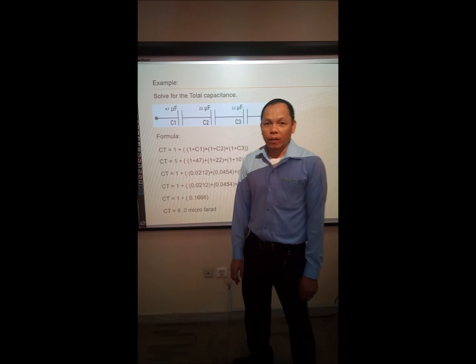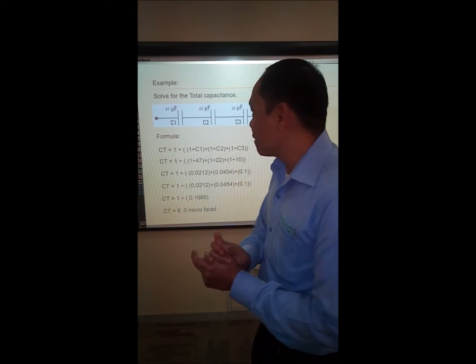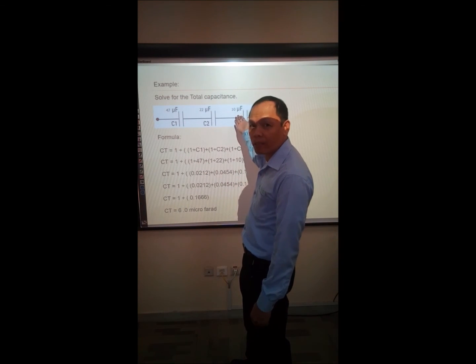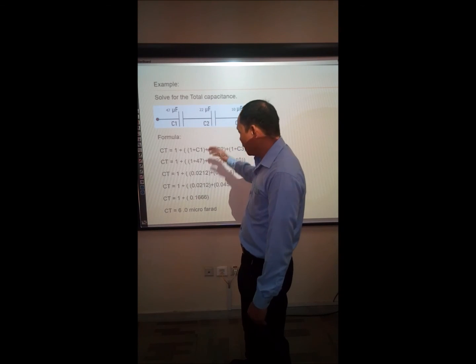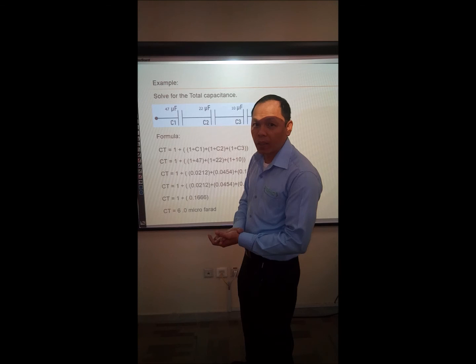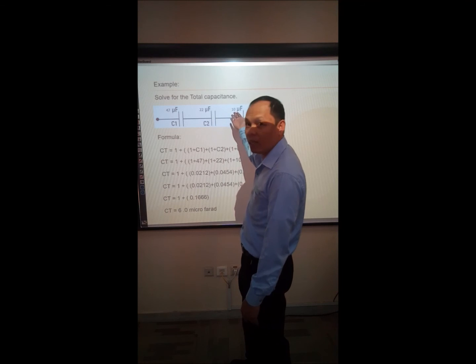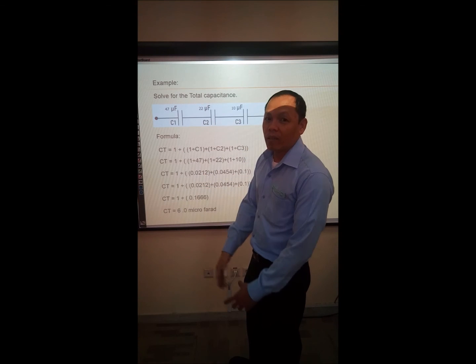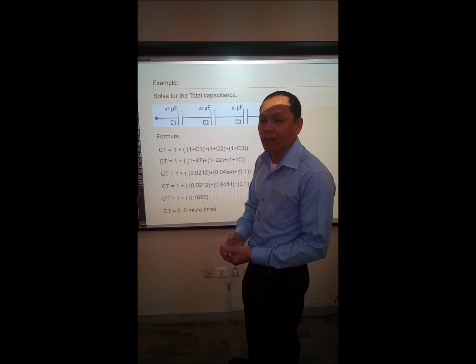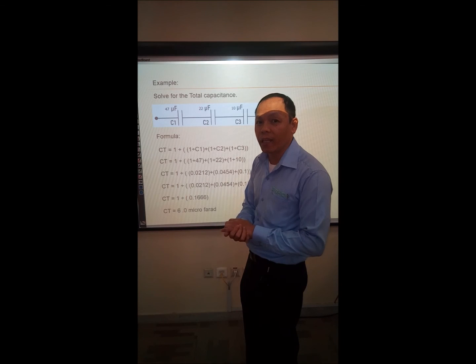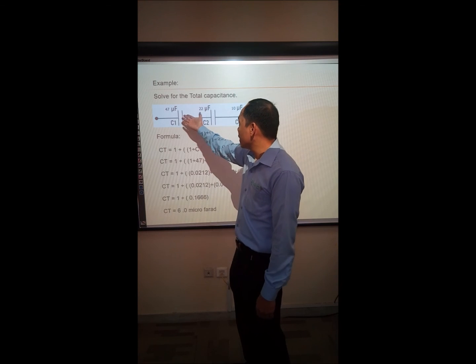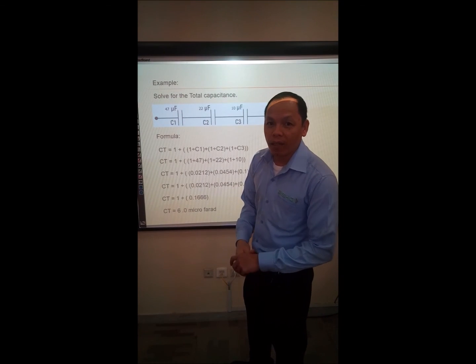Remember, guys, that the total capacitance of these three capacitors will be a lower number. The total capacitance is lower than these three capacitor values connected in series. So remember, in series capacitance, the total value is lower than the values that appear in the series capacitance. Okay, thank you.